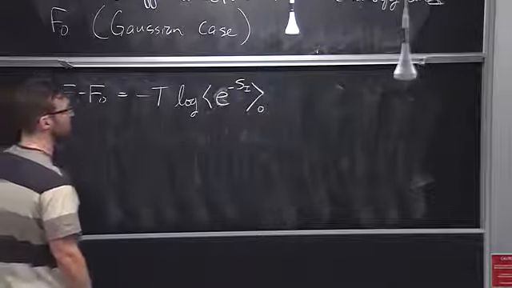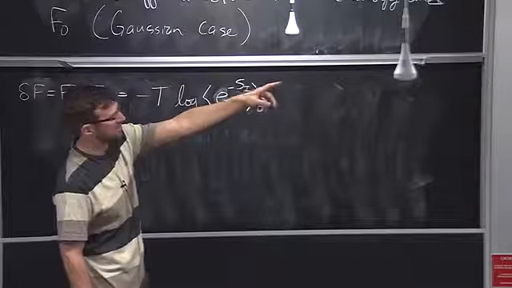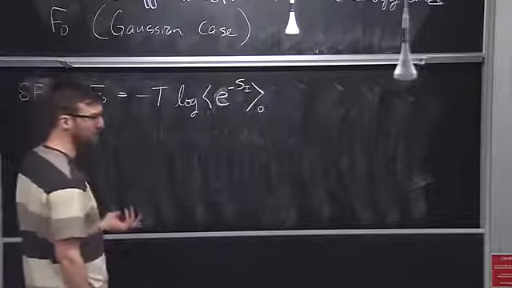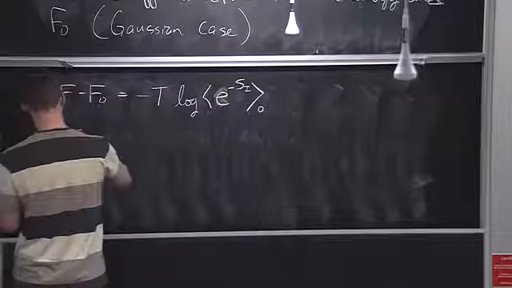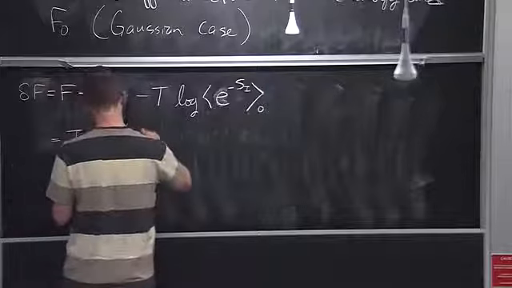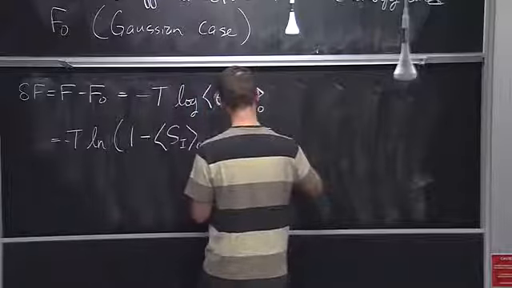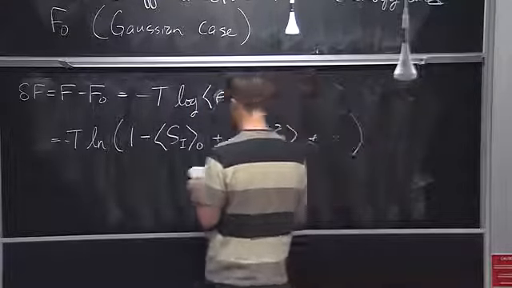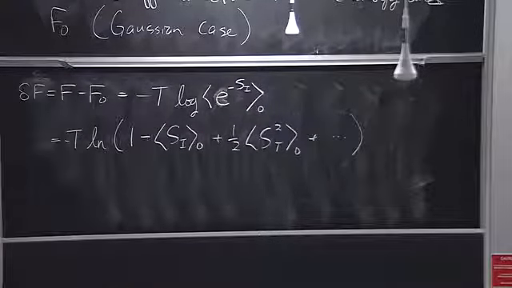Okay, so I've just subtracted off basically that minus log of Z naught. It's differences in free energies that matter. So just in general, this is minus T log of this thing that I just calculated, plus higher order terms. Oh yeah, it's not the denominator you're expanding, it's the logarithm.